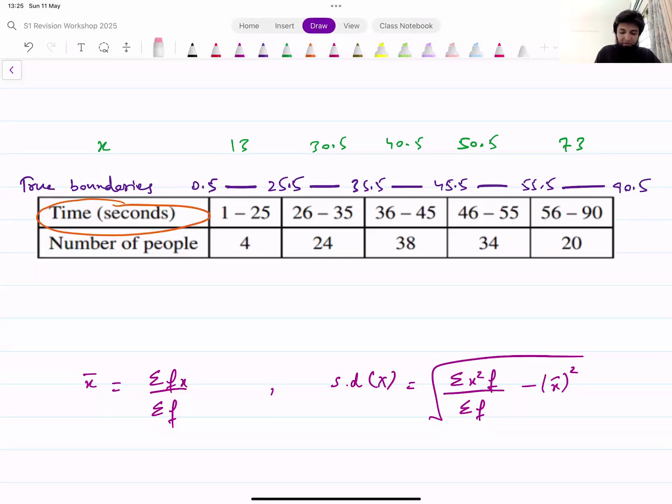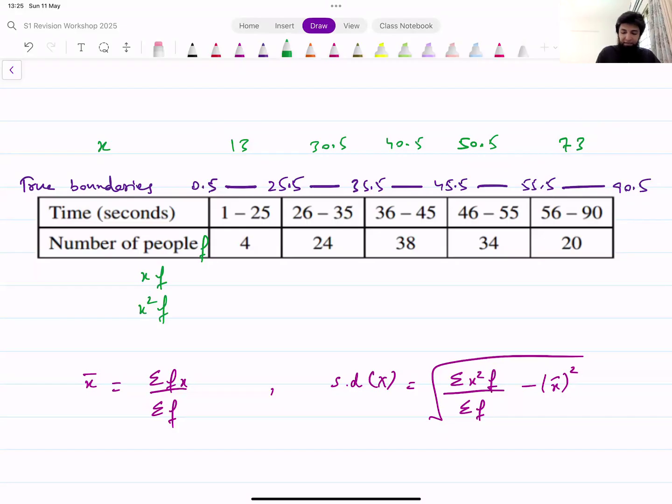Time can be in decimals as well, right? So what if it was 25.3? How do you know which interval to put that in? It rounds off to 25. It's less than 25.5, right? So we put that in the first interval. So that's why we need these true class boundaries. They're going to look like this. And then using these boundaries, what you can do is you can find the midpoints, find the values of x like this. You have frequencies, find xf, find x²f, and then do these calculations like you would normally do.